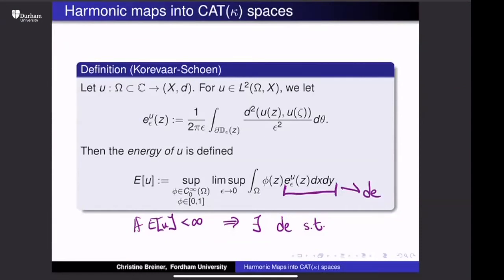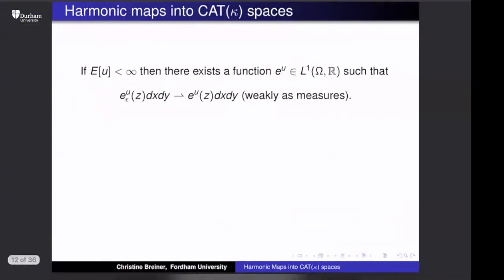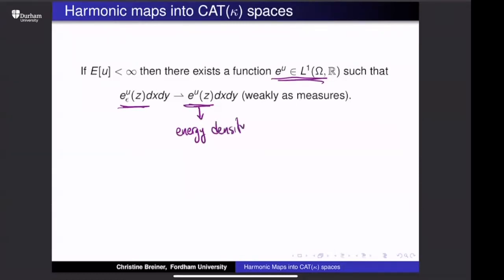But the nice thing is that this measure is also absolutely continuous with respect to Lebesgue measure. And so you don't just get a measure, you actually get an L1 function. So this E epsilon U you can think of as converging to this L1 function EU, which is going to be our energy density function. Roughly you can think of this EU of Z as equal to norm grad U squared of Z, or I guess du squared of Z is what I was writing earlier. Okay, so now we have a notion of energy.